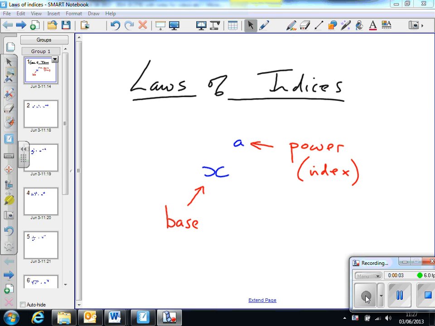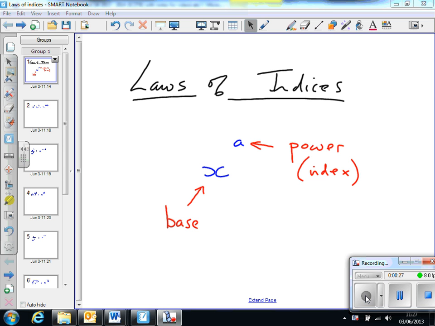Okay, laws of indices. This video will summarize the laws of indices, the 6 of them, giving a note of all 6 at the end for you to keep, and an example of each. If you're interested in looking at where these laws of indices come from, then there's another short video you could have a look at that looks at that.